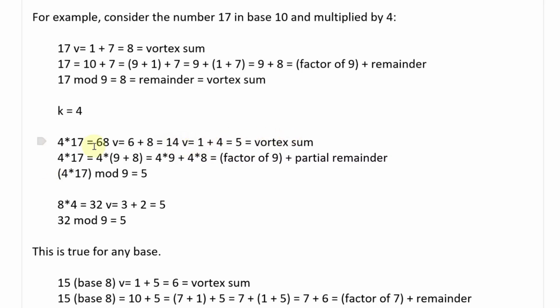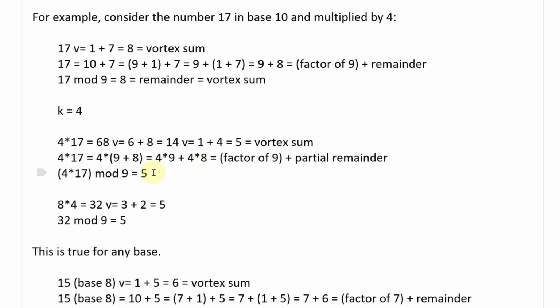And also you could break this up into its parts. So we know 9 plus 8 is 17. So 4 times 17 equals 4 times 9 plus 8. Then break that down: we get 4 times 9 plus 4 times 8. So 4 times 9 is just going to be a factor of 9. A multiple of a factor of 9 is still a factor of 9. So it equals a factor of 9 plus a partial remainder. And that's because this is going to be greater than 9, so we have to reduce that again. But nonetheless, we have a partial remainder right here, 4 times 8.